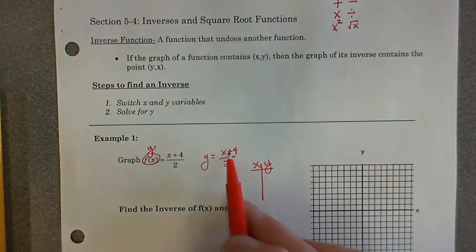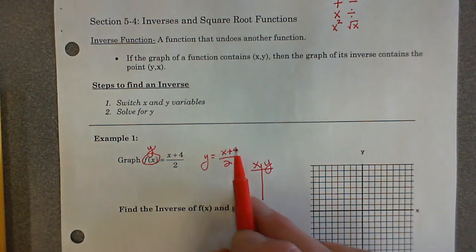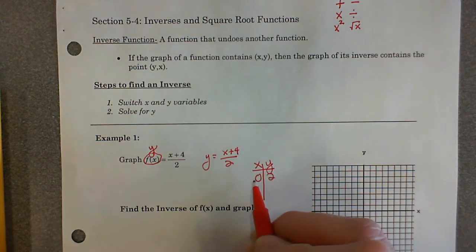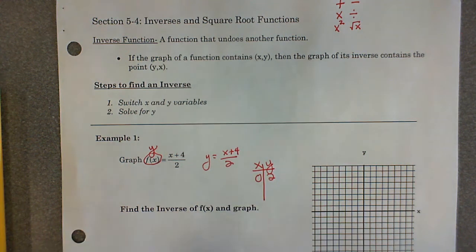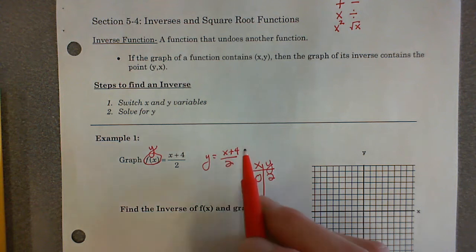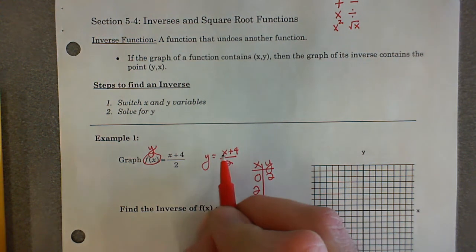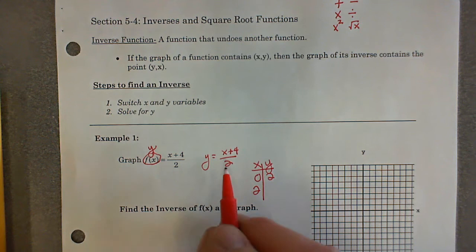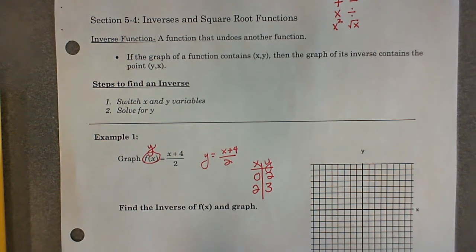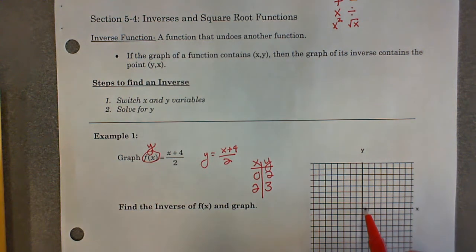Let's say if I plug in 0 for x, 0 plus 4 is 4, divided by 2 is 2. So when you plug in a 0 for x, you get 2 as a result. Now let me plug in another point, maybe plug in a 2. If I do 2 plus 4, you get 6, divided by 2 is 3. So now we've got 2 points. We can graph those points. So here's the point (0, 2), and then we can plot the point (2, 3).